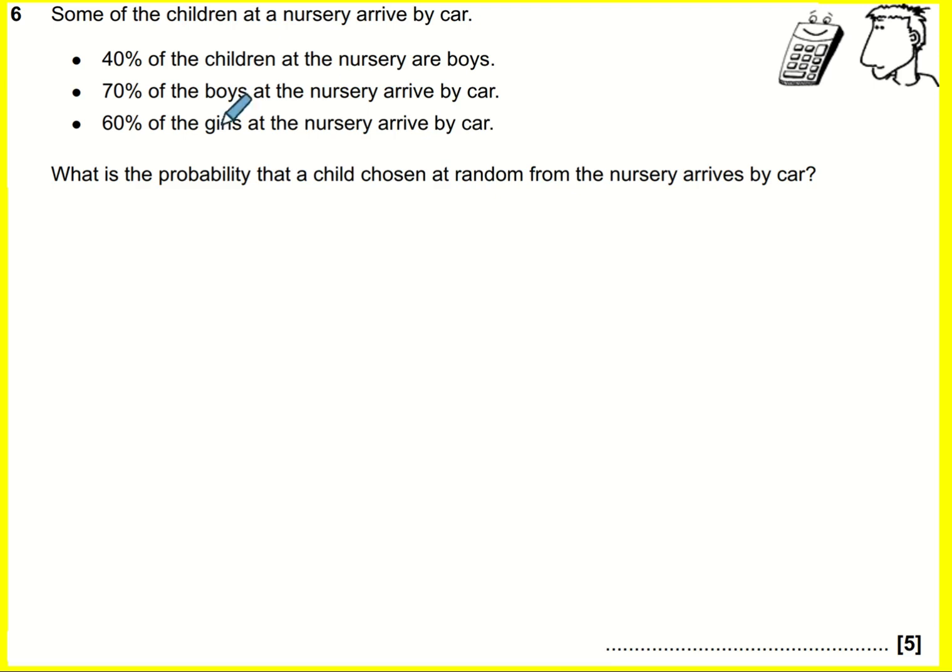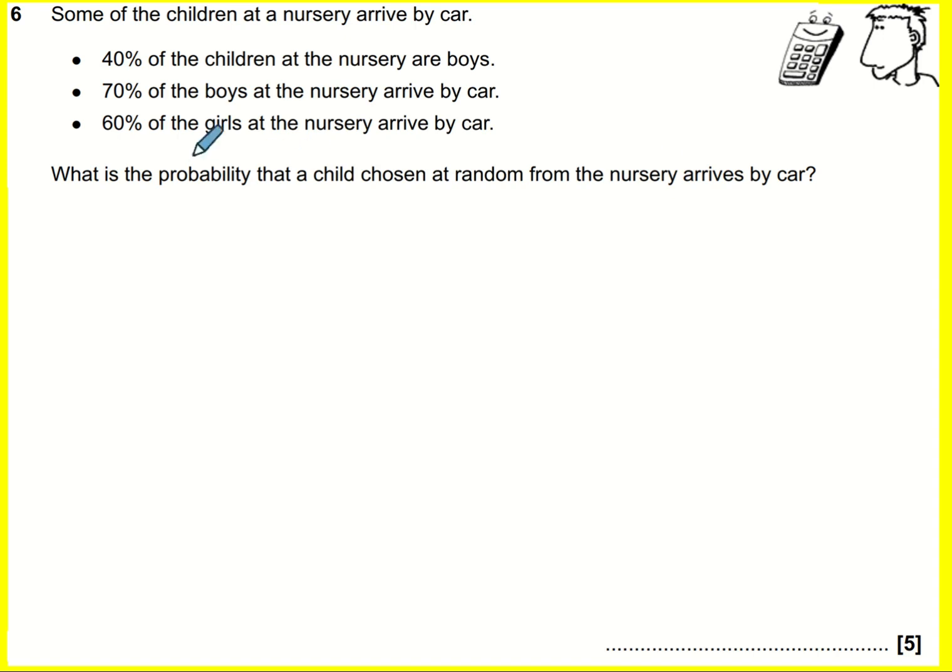We've got some numbers here. We've got some children at a nursery. They're either going to be boys or girls, and then some of these boys are going to arrive by car, and some of the girls are going to arrive by car. And we want to know the probability that a child chosen at random arrives by car.